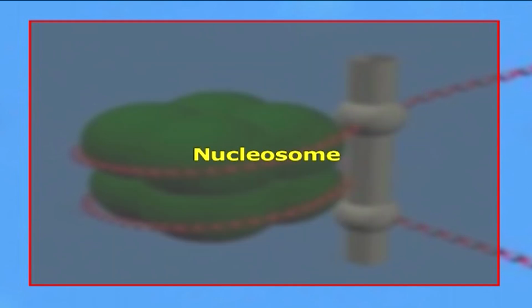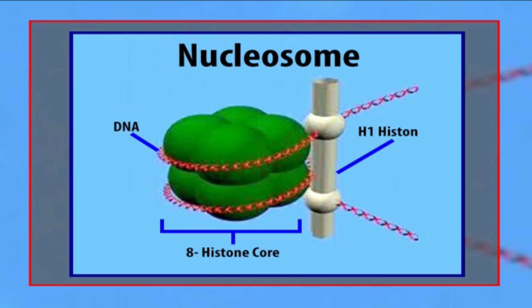Now dear learners, let us discuss the nucleosome. A nucleosome is a basic unit of DNA packaging in eukaryotes, consisting of a segment of DNA wound in sequence around 8 histone protein cores. This structure is often compared to thread wrapped around a spool.